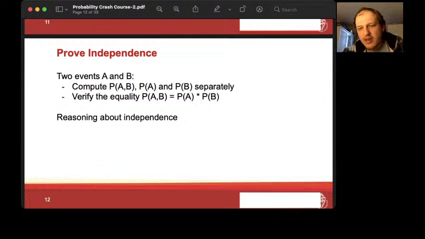We have two events A and B. So we are interested whether these two events are somehow related, if one event can tell us something about the other event or not. And yeah, this is a very useful property that will come up often later when we discuss probability theory.